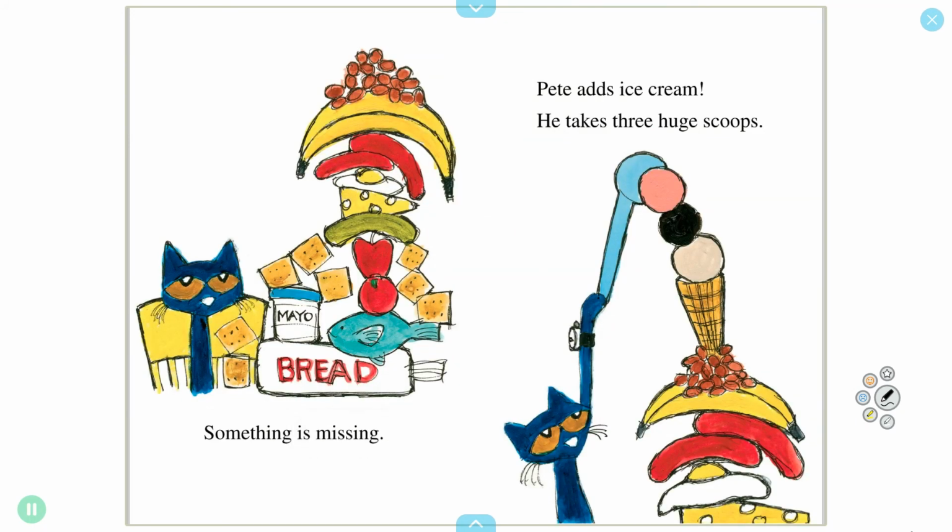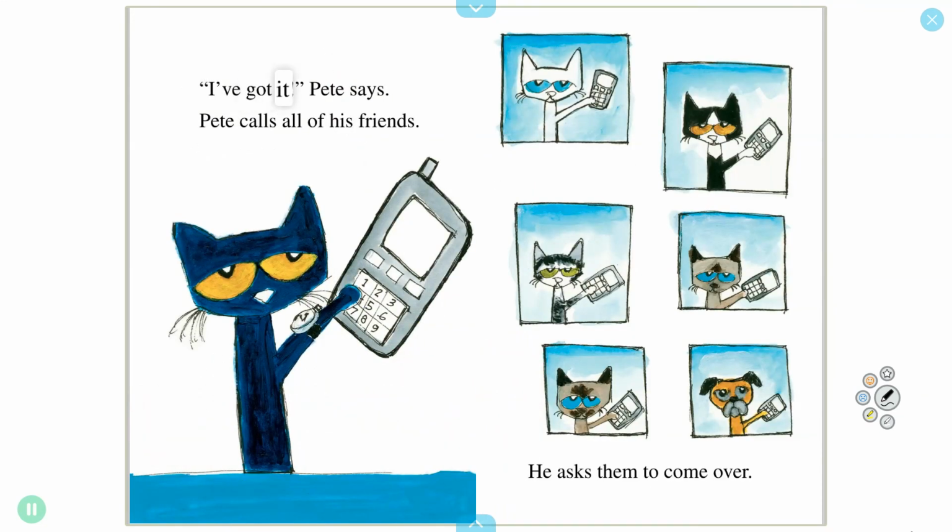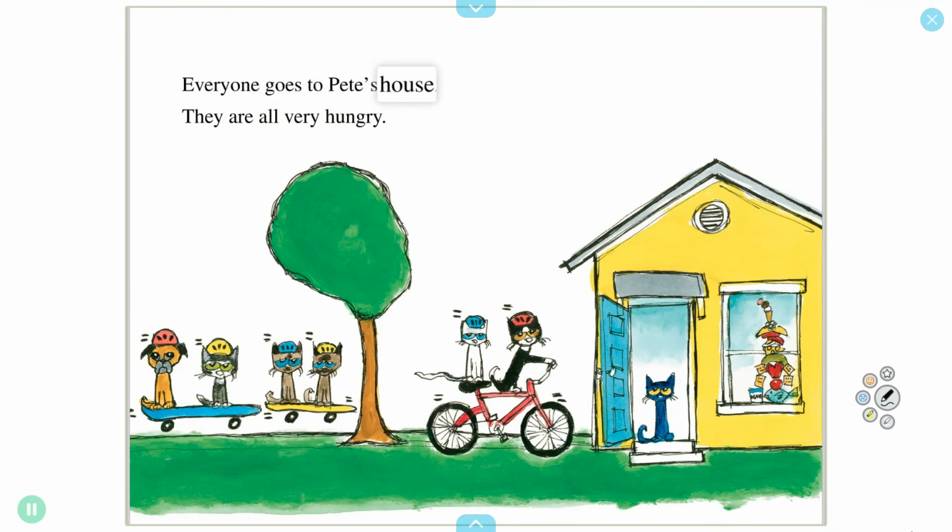Something is missing. Pete adds ice cream. He takes 3 huge scoops. Pete's sandwich is too big for Pete to eat. Pete wonders what to do. Pete thinks and thinks. I've got it, Pete says. Pete calls all of his friends. He asks them to come over. Everyone goes to Pete's house.